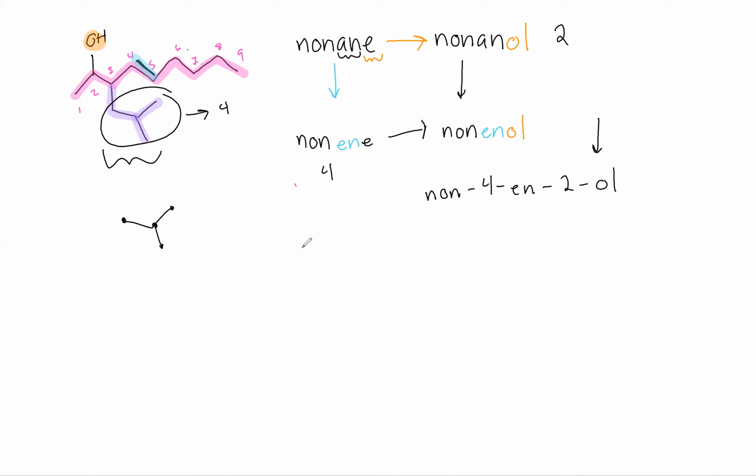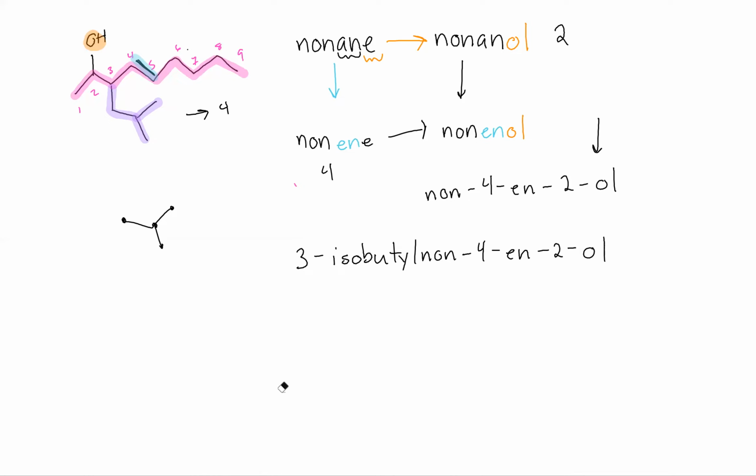So we're going to have 3-isobutyl non-4-en-2-ol. And one last thing, if for example we had our stereochemistry right here, let's say it was a solid wedge right here, we would also have to give the actual R or S configuration.